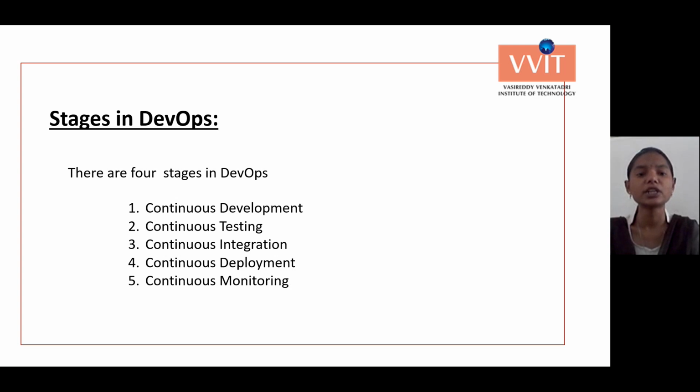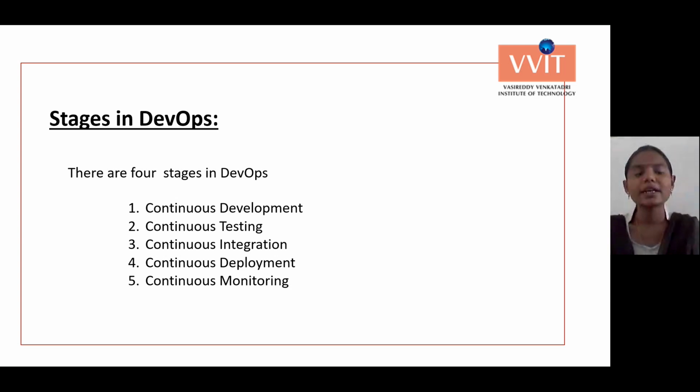Continuous development. In this phase, that involves planning and coding of the software. The vision of the software is decided during the planning phase, and the developer begins developing the code for the application. There are no DevOps tools required for this continuous development, but there are a number of tools for maintaining the code. Like we can write in many languages like Java, Python, C++, C, etc.